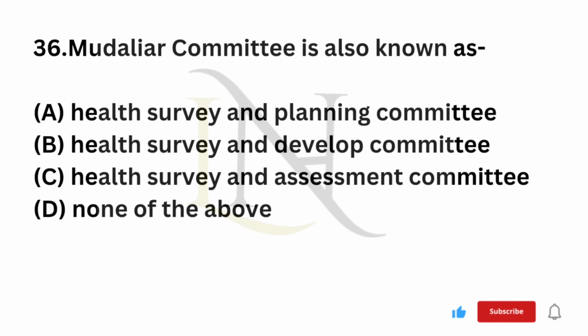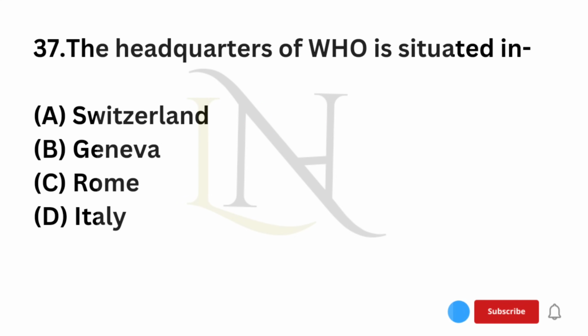Mudaliar Committee is also known as: Option A, Health Survey and Planning Committee. Option B, Health Survey and Development Committee. Option C, Health Survey and Assessment Committee. Option D, none of the above. Answer is Option A, Health Survey and Planning Committee. Mudaliar Committee was in the year 1962.